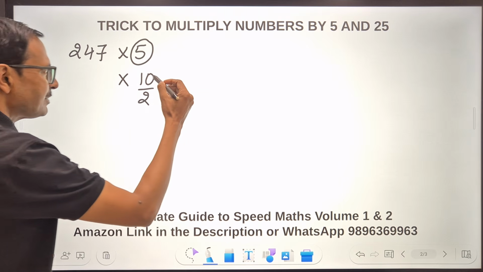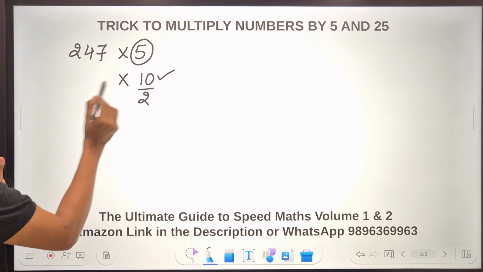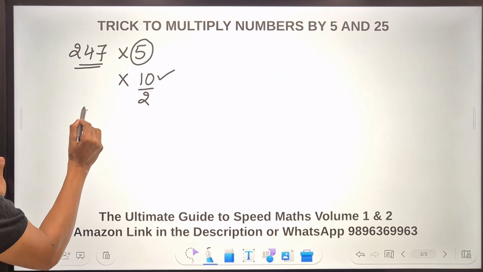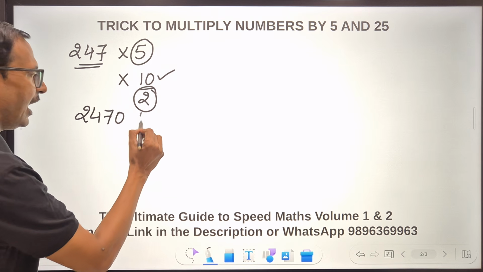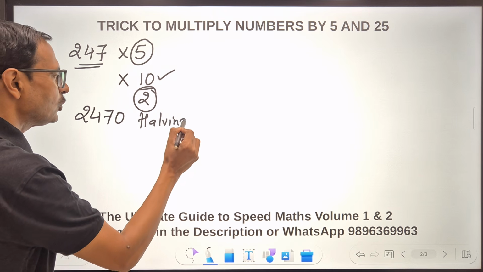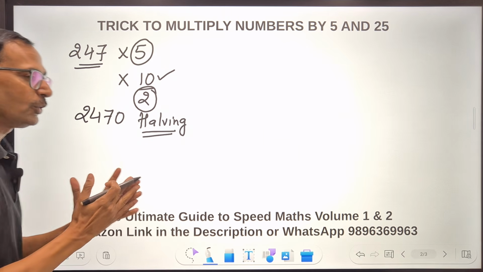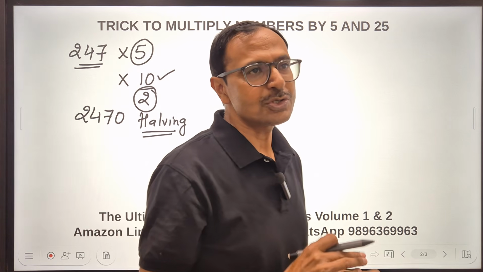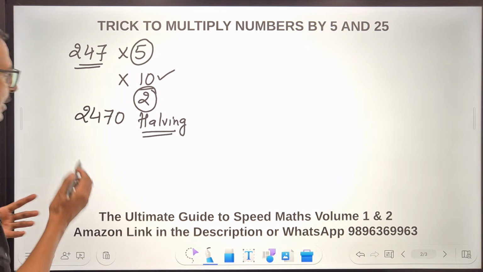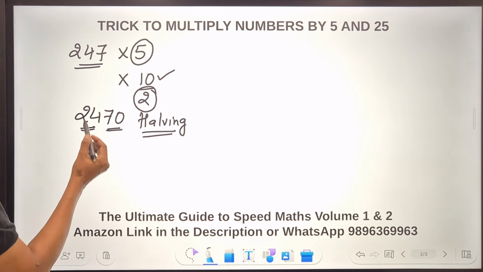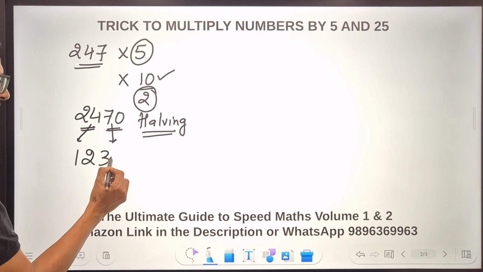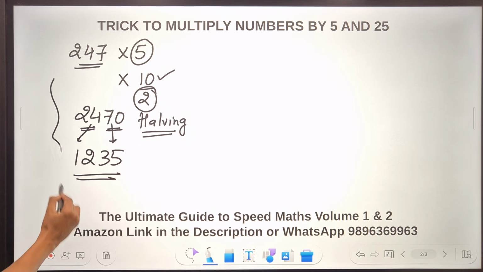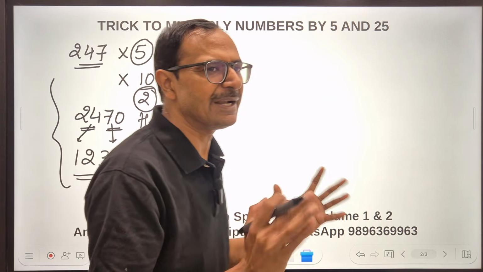So multiplication by 10 is just putting a 0. So if you multiply 247 by 10, you will get 2470, right? And dividing by 2 means halving. So when you know how to take the half of a number, the skill is there, you will have your answer directly. How? Because 2470, if I have to separate it out into 24 and 70, I know the half of 24 is 12, and I know the half of 70 is 35, and there I have the answer. Now all these things which I have written here are not actually required. This is just pure mental maths.